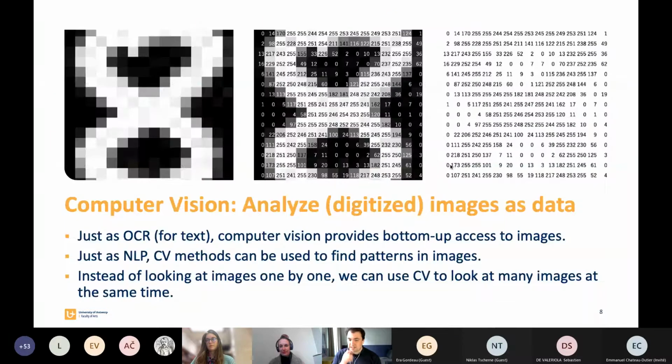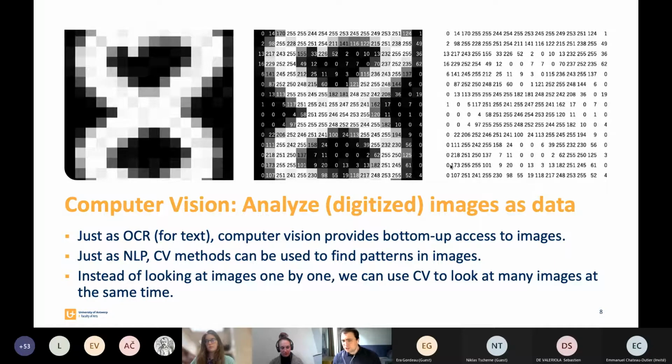So the question becomes, what can we do with these images, right? And I think that here computer vision comes to the rescue. Computer vision allows us to analyze digitized images as data. Just as OCR did for text, computer vision provides us with bottom-up access to images. And just as natural language processing did for DH, other computer vision methods can be used to find patterns in these large collections of images.